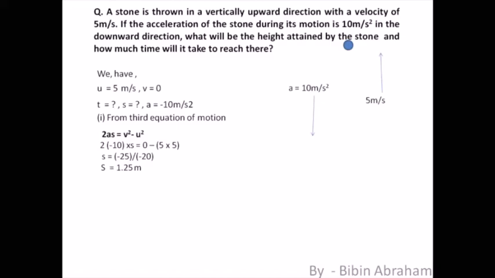So I have 2, then acceleration is minus 10, s I don't know. Your final velocity is 0, your initial velocity is 5. 5 square, that is 5 into 5. So the distance that it will travel comes out to be this. See, the negative sign is important, because if you don't put the negative sign, your answer will be negative, which is very, very wrong. Your distance cannot be negative, right?